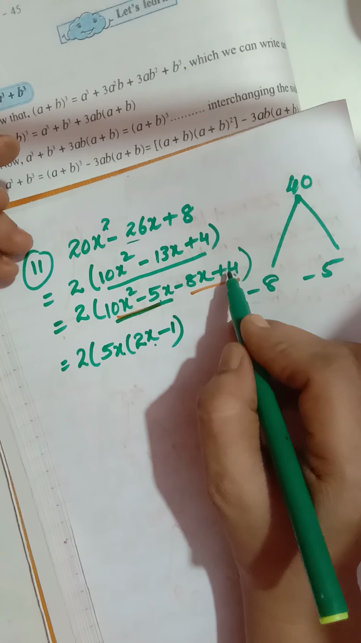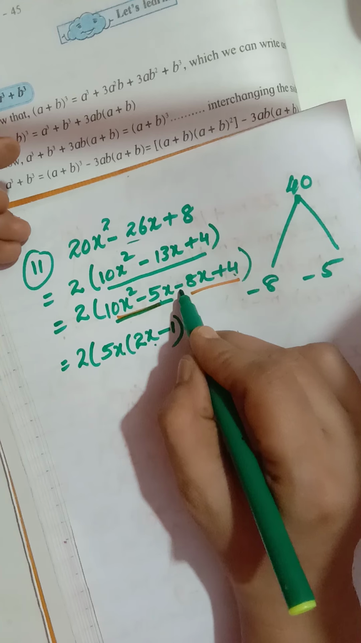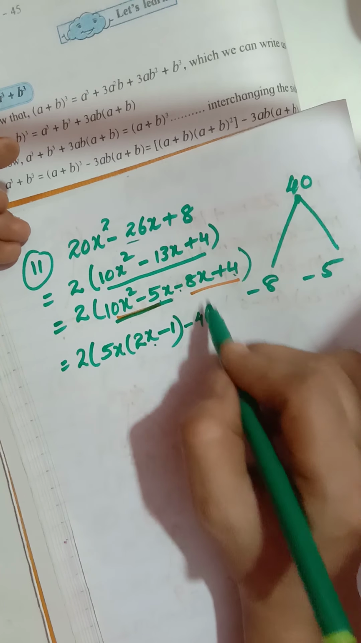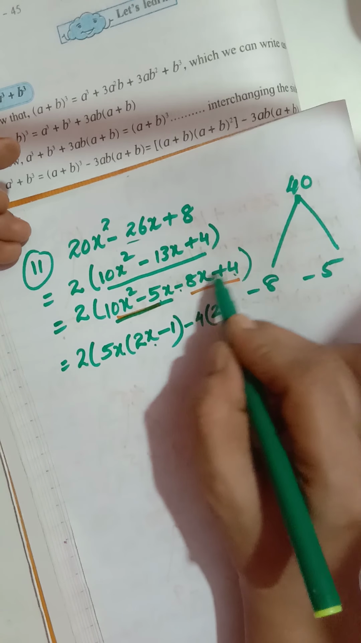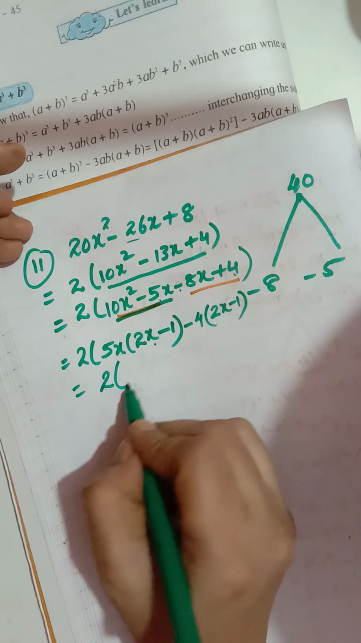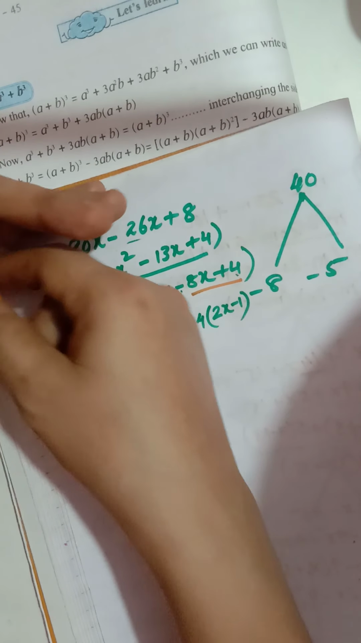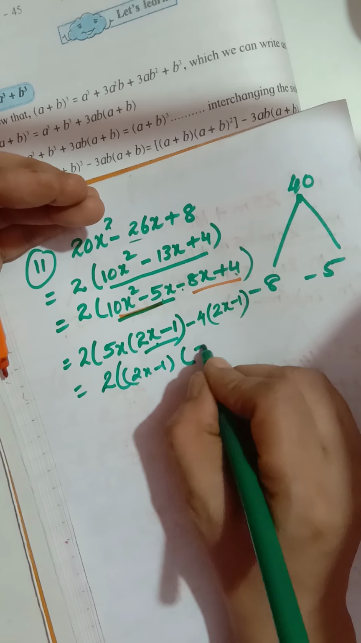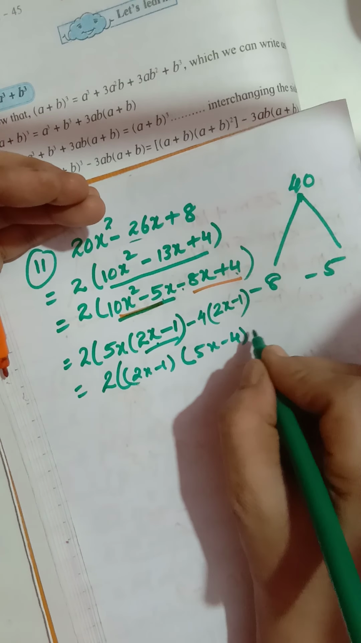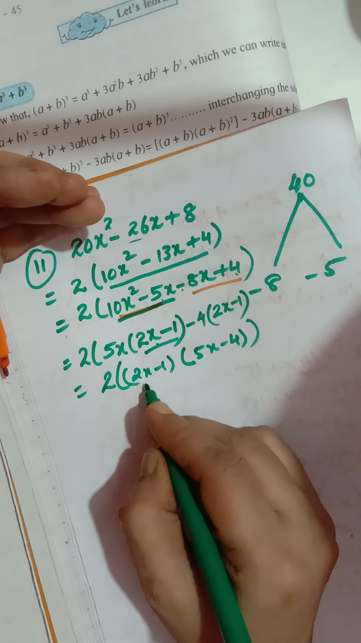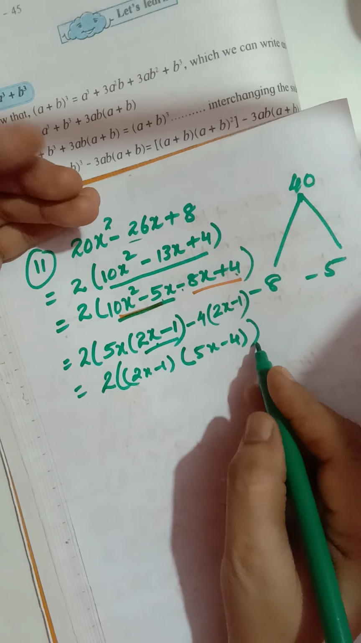Now 4 and 8, what is common? Here minus sign, so minus, and 4 is common, right? Now I will write 4 2s are 8 and 1x is remaining. Now minus sign we have taken common, so your sign will change. So this is equal to 2 inside the bracket. Now we are dealing with this, so that will become 2x minus 1 into 5x minus 4. Clear? So we are getting the factors 2 into 2x minus 1, 5x minus 4.